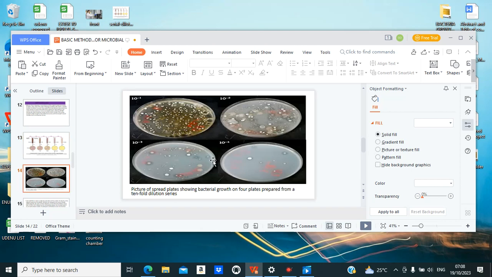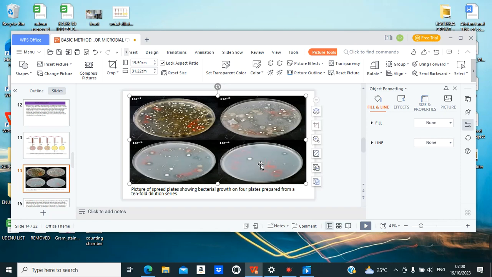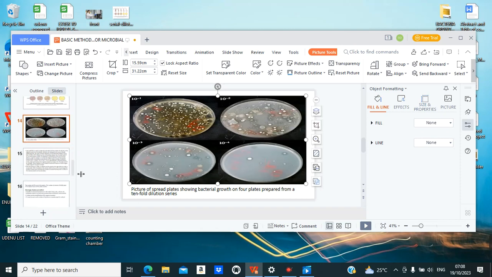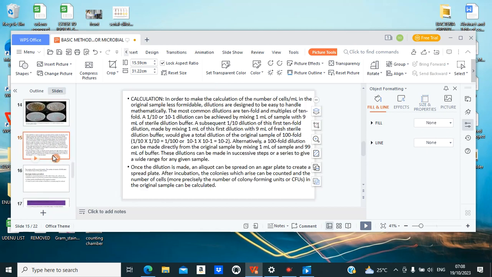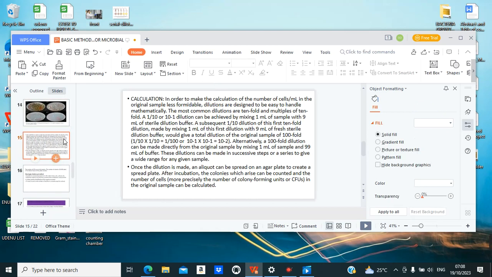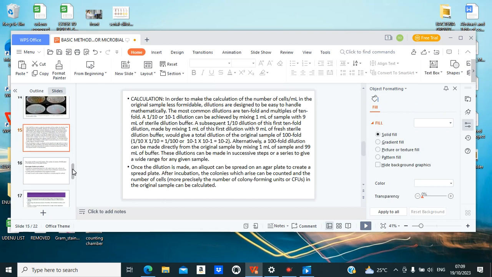But as you continue diluting, your sample is beginning to reduce and you're having fewer organisms, fewer colonies that you can now count. So that's the importance of diluting your sample. I'm just trying to explain more on how you calculate your dilution factor.